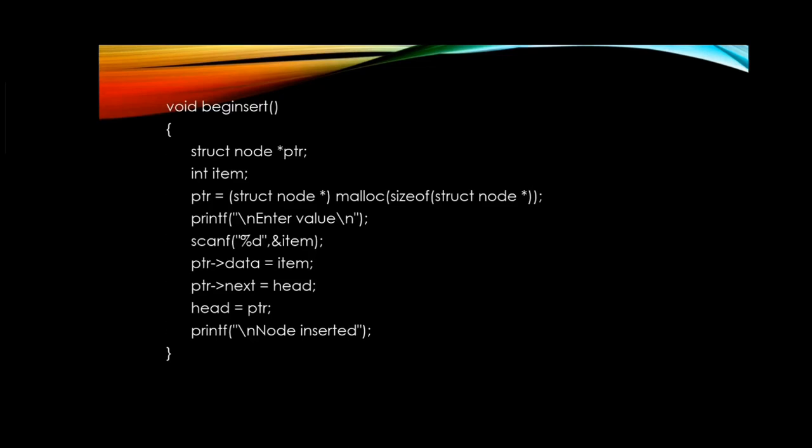At first, define a pointer node and an integer item, and allocate the memory to the pointer variable, and request the input from user. Assign the user given values to the data part of the pointer, and assign head value to the link part of the pointer. After that, head equal to pointer.